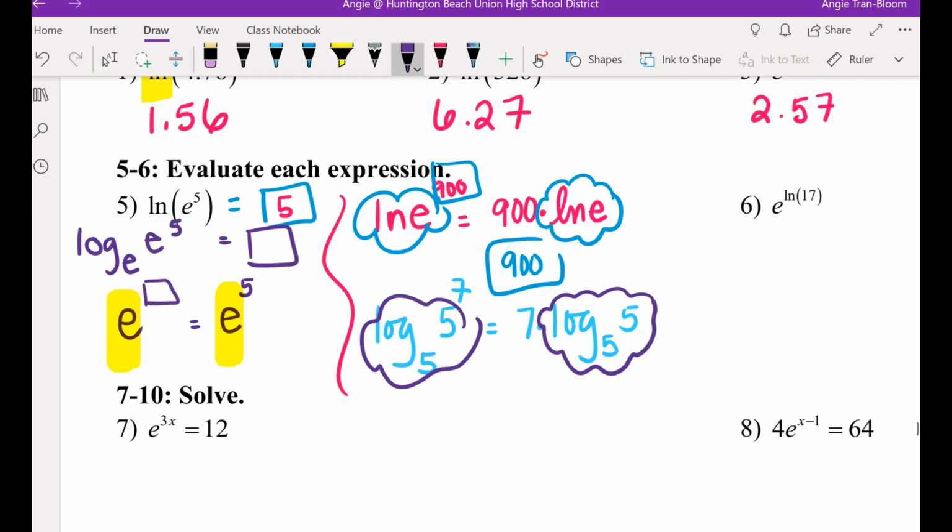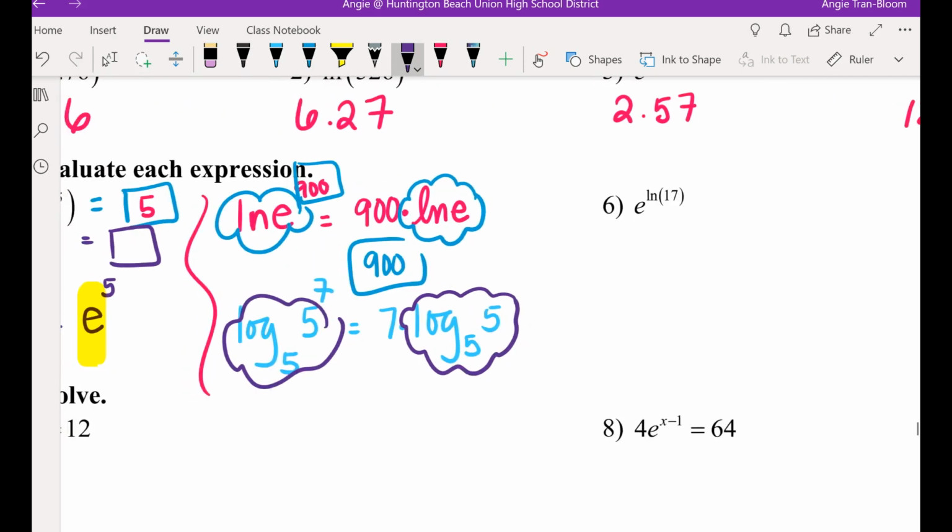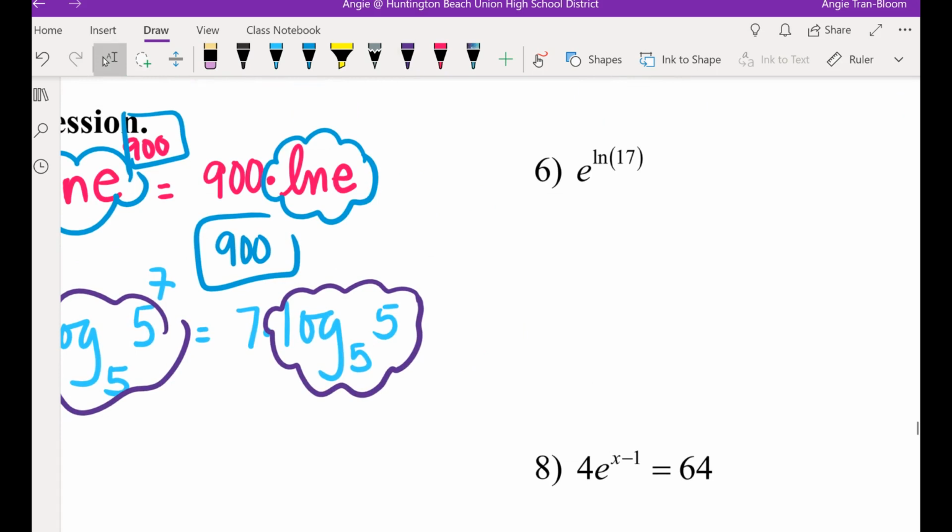Okay. Now let's do number 6. Number 6 says evaluate still: e to the power of natural log of 17. So tell me, is this one right here currently in exponential form or log form? Exponential. I don't know the answer, so I'm going to give myself a box. How do you solve exponential? Yep, drop it down, put in log. What's your base? Log base e of my box.